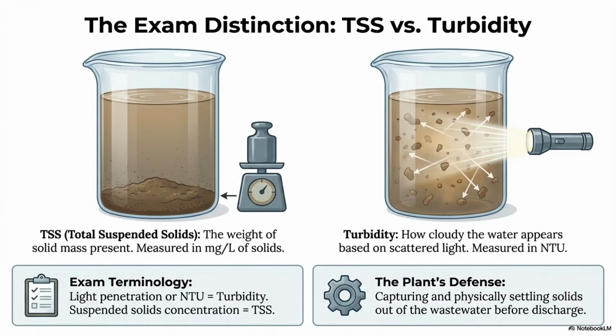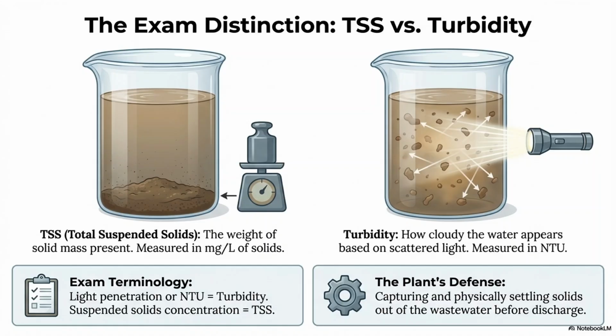This is why permits often have TSS limits for effluent wastewater, because solids don't just look bad, they physically damage ecosystems. So if I say light blocker and gill clogger, you say TSS. If I say milligram per liter of solids, you say TSS. If I say NTU and cloudiness, you say turbidity. You just learned parameter recognition the way exam writers expect.